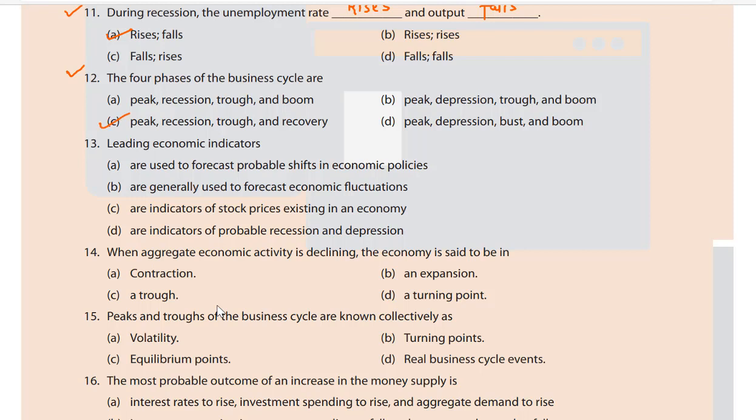So it is C. Peak, recession, trough, and recovery.